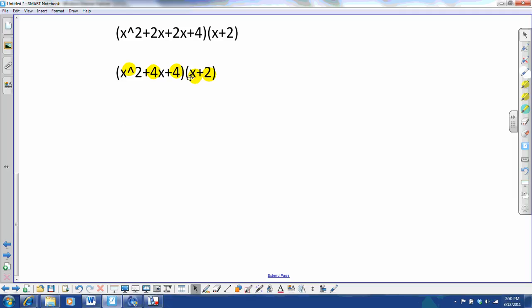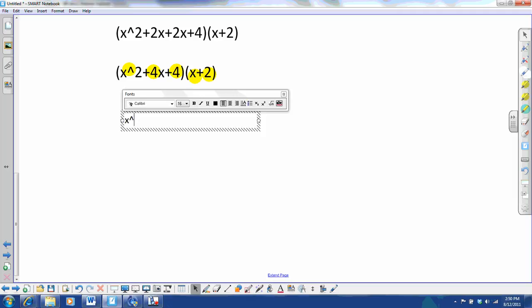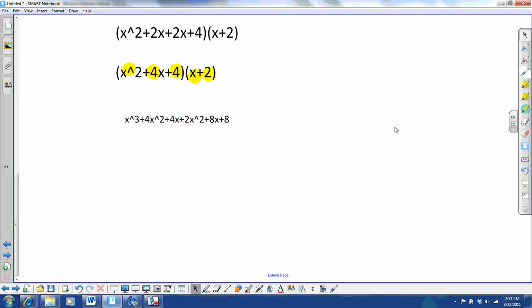So I'm going to do x times x squared is x to the third power, and then x times 4x is 4x to the second, and then x times 4 is 4x. And now I'm going to go through and do the same thing with the 2. Plus 2 times x squared is 2x squared, plus 2 times 4x is 8x, plus 2 times 4 is 8. Now this looks kind of crazy with these carets, so we'll clean that up in a minute.